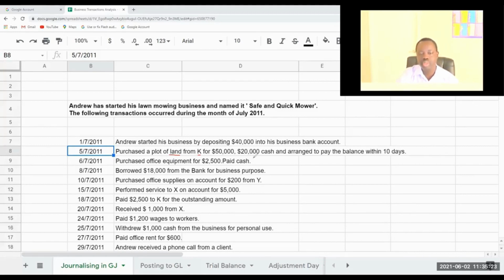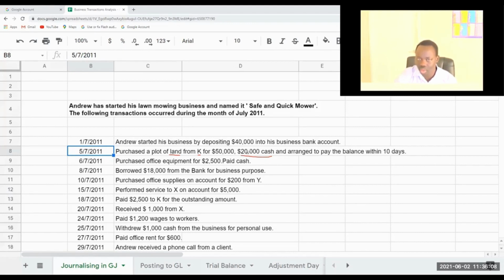And what will go to the credit side? How did Andrew business purchase this piece of land? $20,000 cash and arrange to pay the balance within 10 days. When an asset account decreases, we credit. This cash account will go to the credit side, and the amount is $20,000.